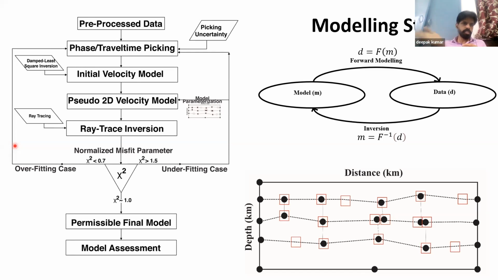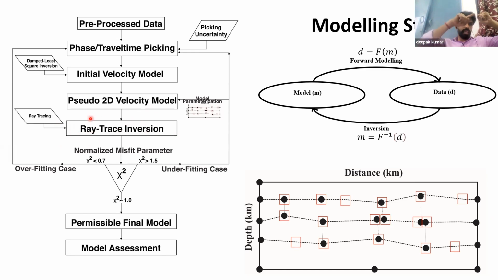We have to provide that information from the beginning, and then we make an initial 1D velocity model using damped least squares inversion. Then we make a pseudo 2D model. For each shot point we'll make a 1D velocity model, and as I told you, there are 7 shot points, so 1D velocity models for all 7 shot points will be there. I'll connect those wherever there is a break in the velocity, and make a pseudo 2D model. I'll use that pseudo 2D model as a starting model, and then refine it using ray trace inversion to get the final model.